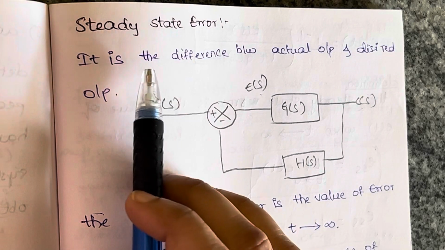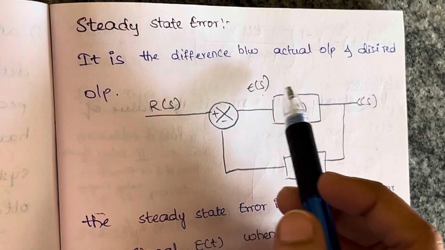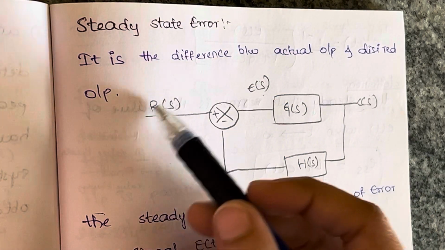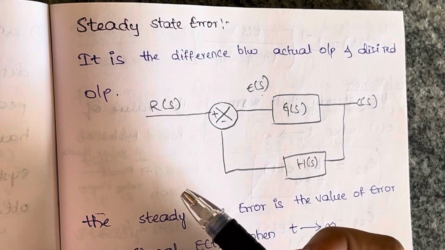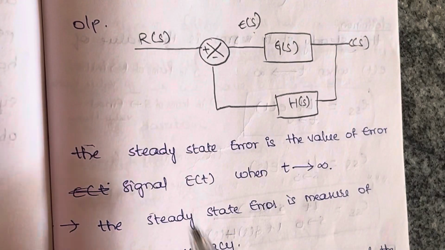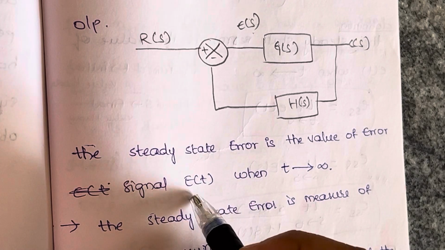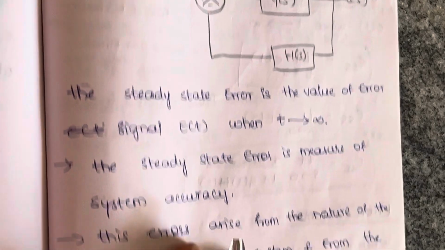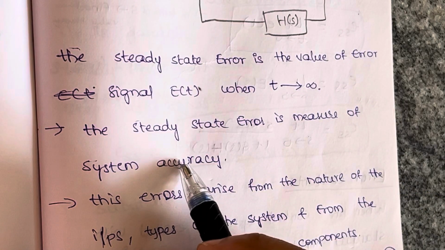Today we are going to discuss steady state error. It is the difference between the actual output and the desired output. This is the diagrammatical representation of the steady state error. The steady state error is the value of the error signal, that is e(t), when t is tending to infinity. The steady state error is the measure of the system accuracy.